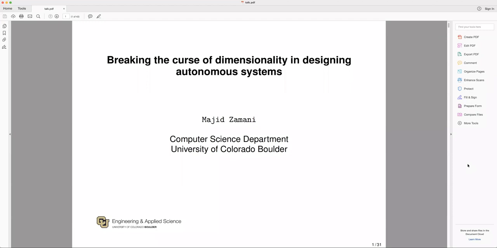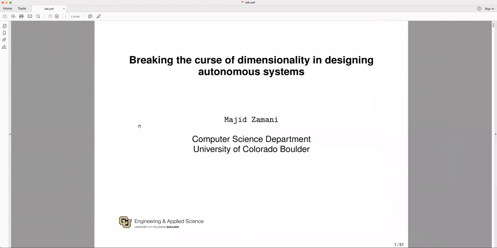My name is Sriram Shankaranarayanan. I am a professor in the computer science department, and it's my pleasure to introduce Professor Majid Zamani. Majid has been with CU Boulder as an assistant professor since 2018. Previously, he was an assistant professor at TU Munich, and before that, he did his postdoctoral work at TU Delft in the Netherlands, and before that, his PhD from UCLA. Majid's work is on synthesis and verification of autonomous systems. He comes from a background that combines ideas from control theory and formal methods in computer science.